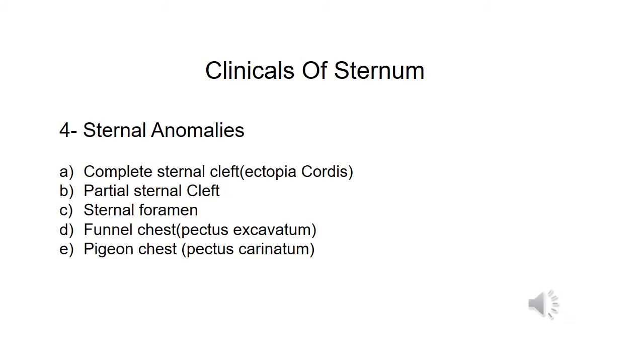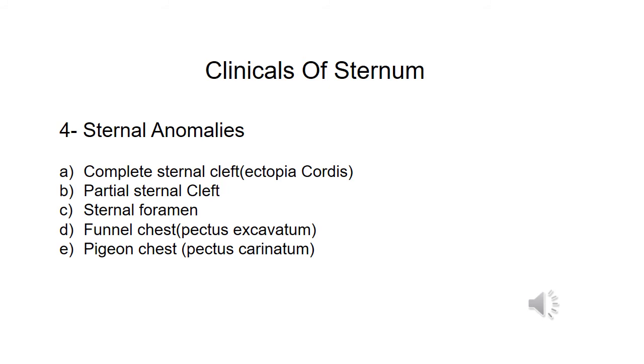The first anomaly is the complete sternal cleft. What happened in the complete sternal cleft? In this condition, halves of the sternum of fetus, they don't fuse. This is an uncommon anomaly through which heart may protrude. This condition is also termed as ectopia cordis.